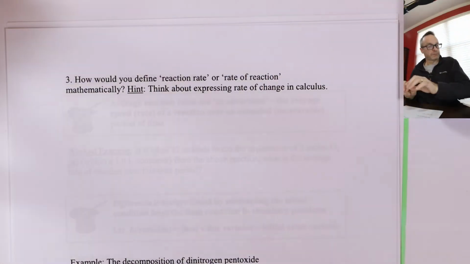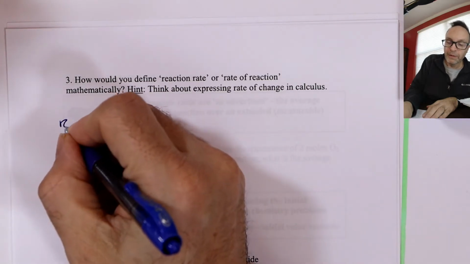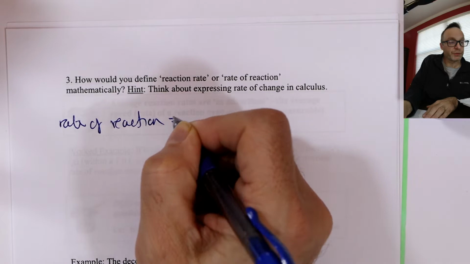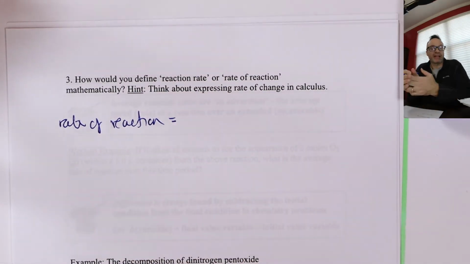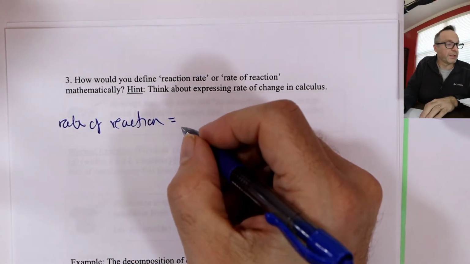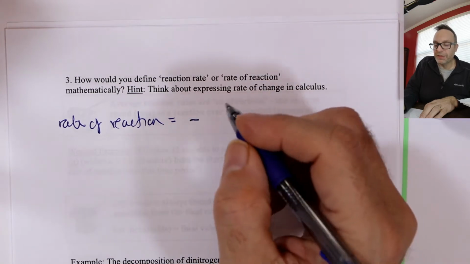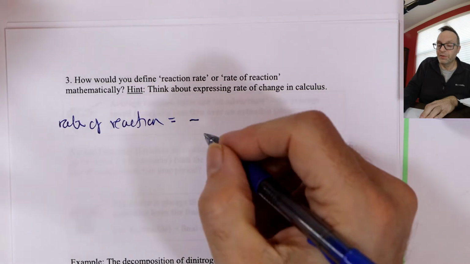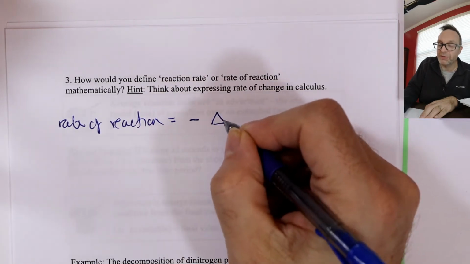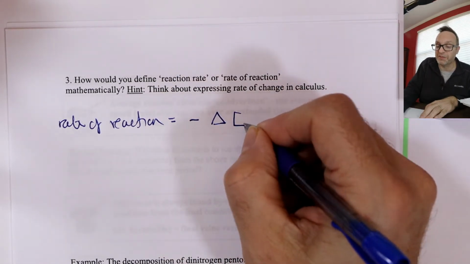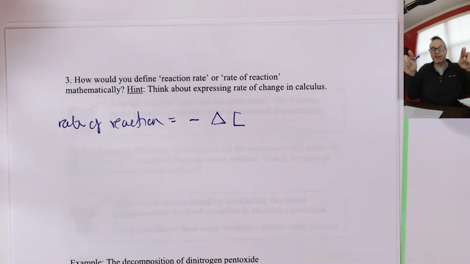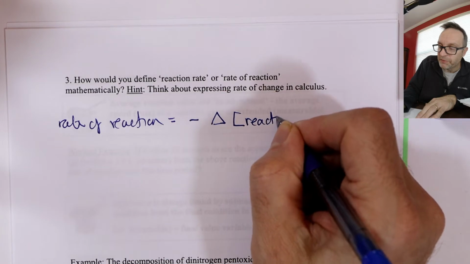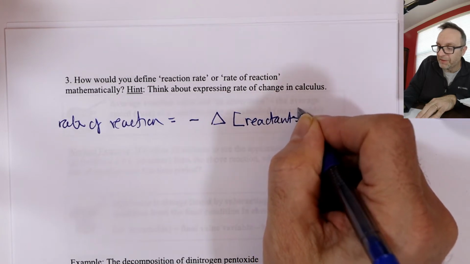So if I think, hey, rate of reaction equals, well, if I think of change in reactant concentration over time, right? So I'm going to go minus, and instead of writing the word change, what's change in math? It's delta, right? So change in concentration. Now concentration is just square brackets, right? So we put square brackets around something. That means it's concentration. Reactants, right? We'll put formulas in there later, but just generically.